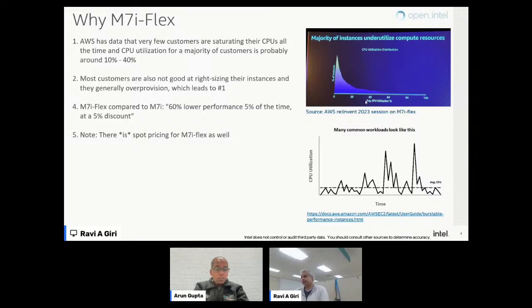And the reason for this is most customers don't try to do a deep dive on what is the right sizing for their instances in terms of number of vCPUs, memory, and so on. They generally try to over provision, and it's with good reason because you don't want to violate your SLA.